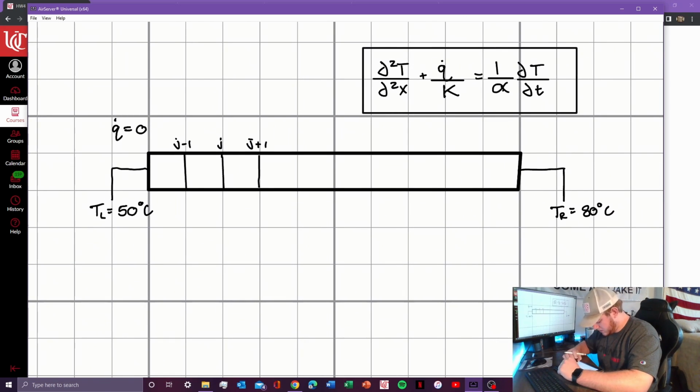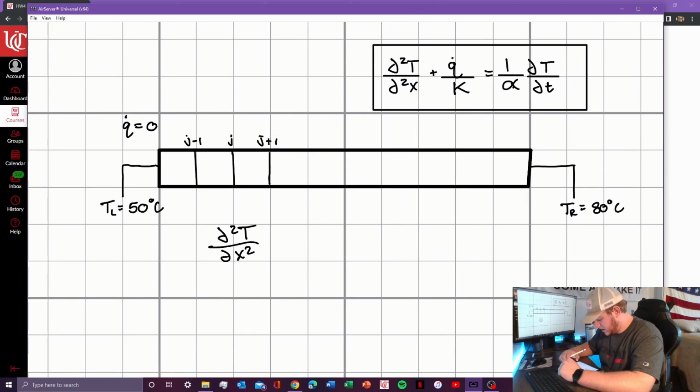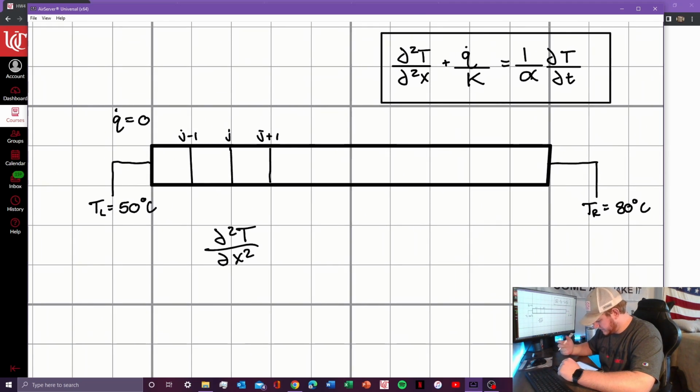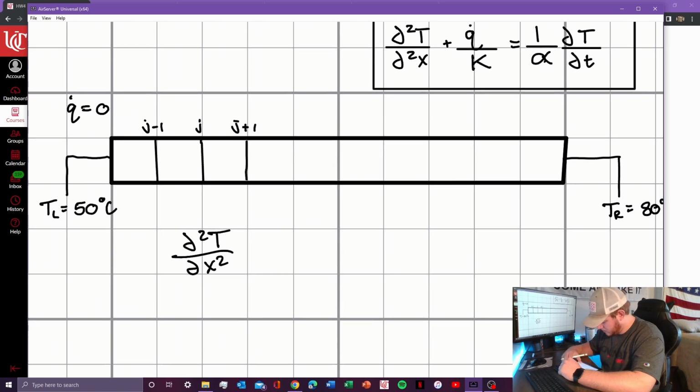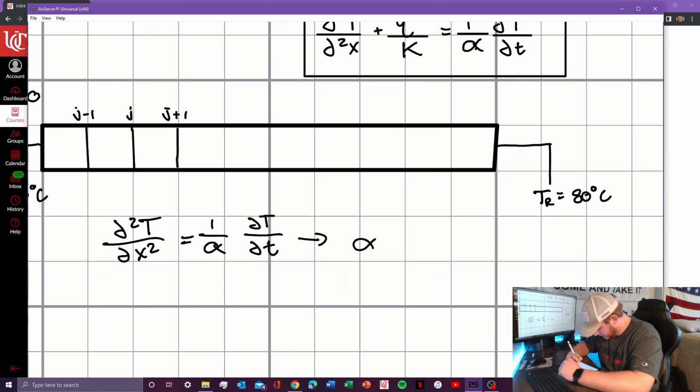So we can rewrite the equation that we derived last part again here. The second partial derivative of the temperature over the position. And then since there's no heat generation, we can ignore the heat generation over K portion. So then we'll just be left with 1 over alpha, the thermal diffusivity, times the partial derivative of temperature over the partial derivative of time. And then we can rewrite that as alpha times the second partial derivative of temperature equals the partial derivative of temperature over the partial derivative of time.